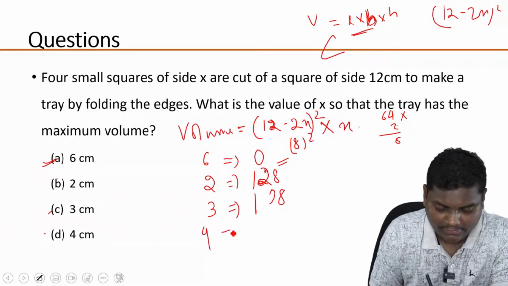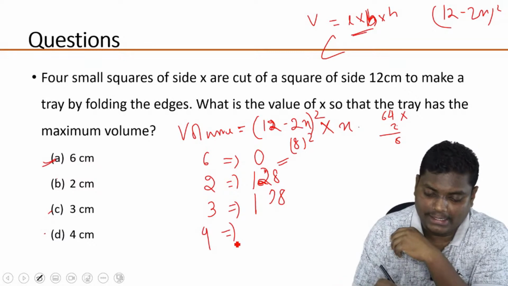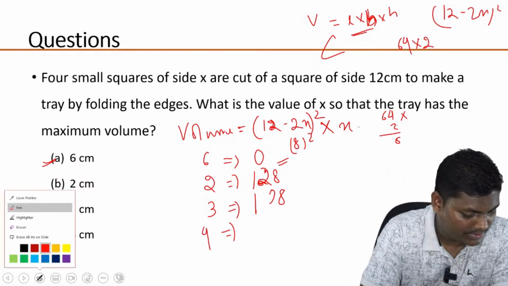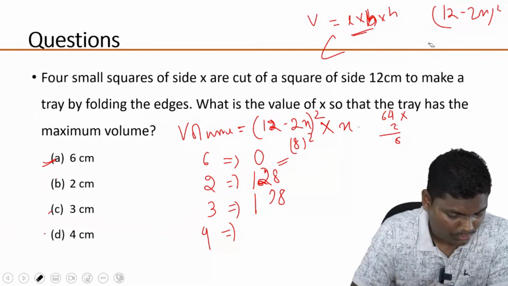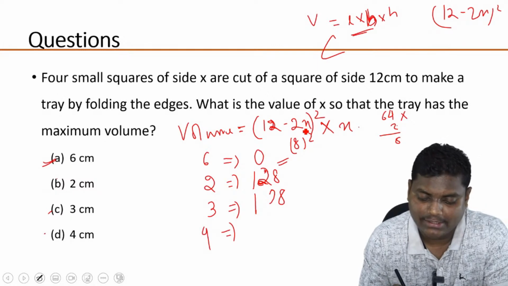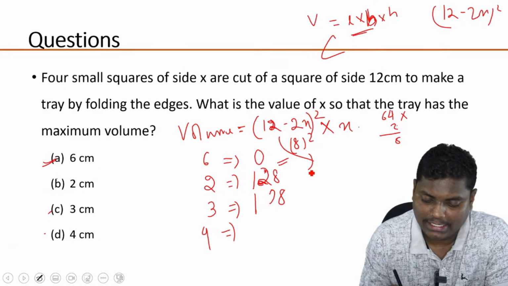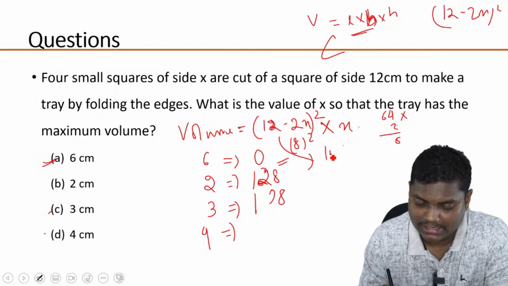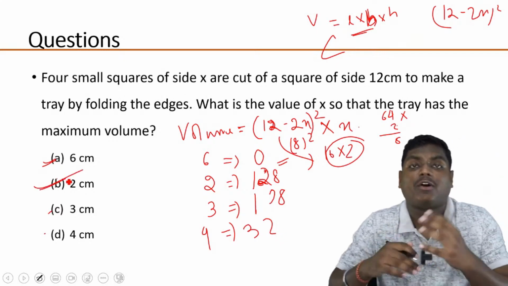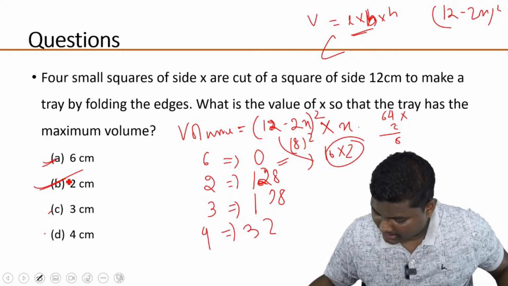Similarly, if you plug in the value for 4, 12 minus 8 is 4, 4 square is 16. 16 into 4 is 64. So basically you just have to substitute it. So if you check all the options, the maximum is for 2. Yes, the option is 2.